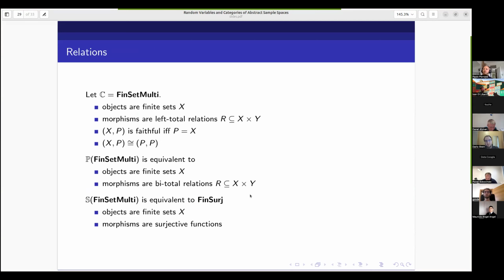If we do the same story for relational non-determinism, it's even simpler. So a sample space is a set equipped with a relation, and that is faithful if and only if the relation is everything. So we can forget the relation, and we just need to talk about a set and a deterministic relation which maps the total relation on one space to the total relation on the other one. It's a surjective function. So sample spaces induced by relational non-determinism are equivalent to finite sets and surjections.